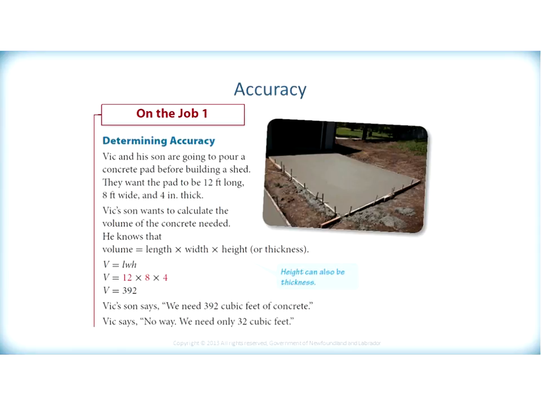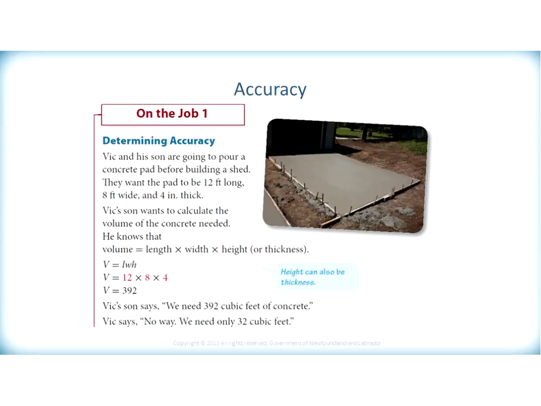Okay, now we're going to look at a couple of examples trying to determine accuracy and precision. So the first question here is determining accuracy. Vic and his son are going to pour a concrete pad before building a shed. They want the pad to be 12 feet long, 8 feet wide, and 4 inches thick. Vic's son wants to calculate the volume of the concrete needed.